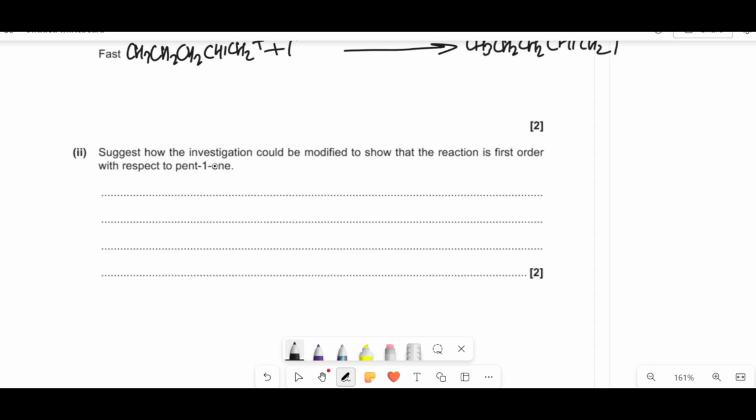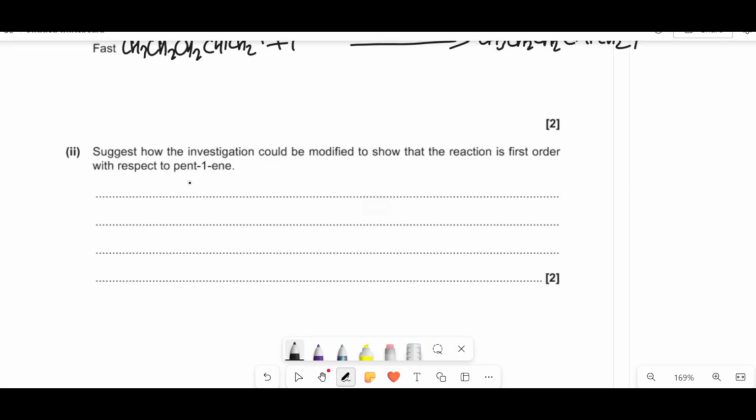So there's that. So just how this investigation can be modified to show that the reaction is first order with respect to pent-1-ene. So all you want to do is you just want to change pent-1-ene's concentration and make sure everything else is entirely unaffected.